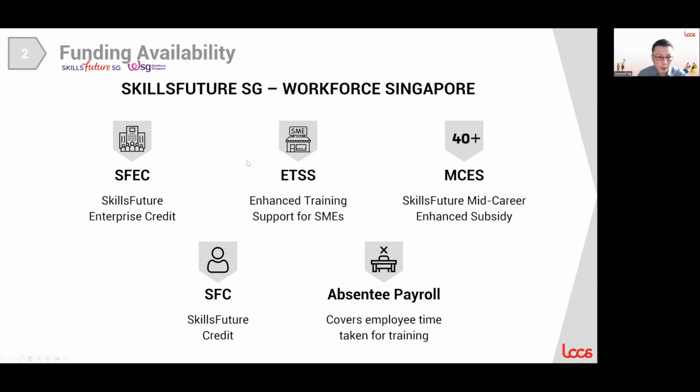The first one we're going to go through is the SFEC, which is your SkillsFuture Enterprise Credit, ETSS, Enhanced Training Support for SMEs, and MCES, which is your SkillsFuture Mid-Career Enhanced Subsidy. Some of you might have heard of this one. Then SFC, which is your typical SkillsFuture Credit. This is the one that most individuals use on their own when they want to go for any WSQ course. We're going through this one later on. And we will go through the absentee payroll.